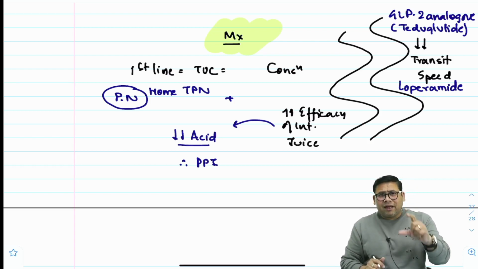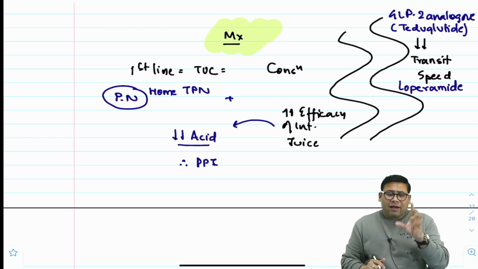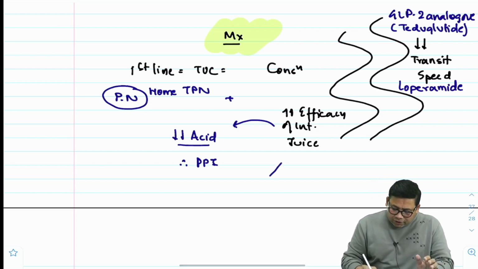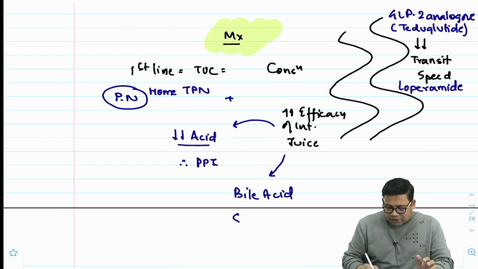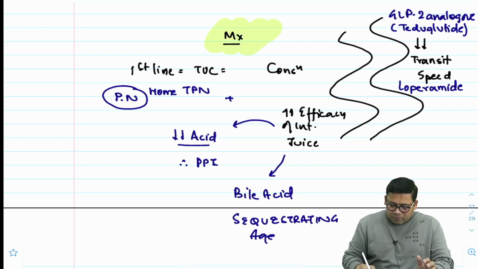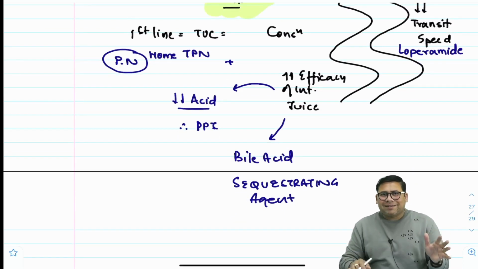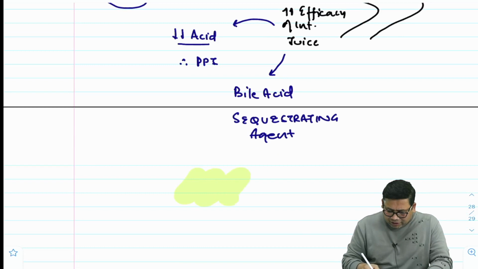Again, the intestine has bile, and bile has a cathartic effect. So along with that, you also need to put a bile acid sequestering agent. So cholestyramine, this is again very important. So bile acid sequestering agents. So this is how we manage it conservatively. Students, I hope that's clear to everyone.